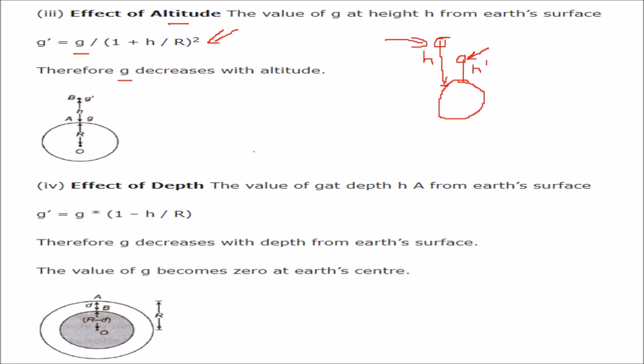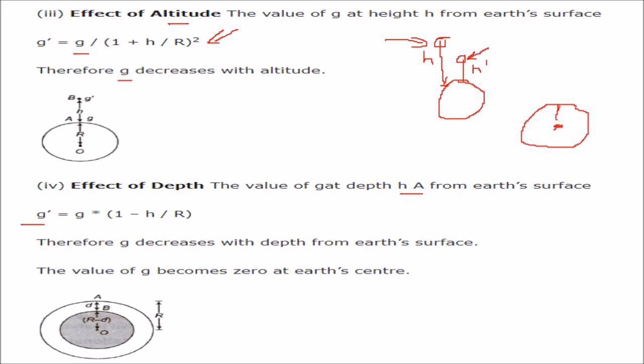Then we have the effect of depth. As you know, the value of g at some depth h from the Earth's surface is given by g dash equal to g into (1 minus h by R). So in this case, g will decrease with depth from the Earth's surface. We are talking now not about height, but about going down from the surface. This is the center of the Earth.